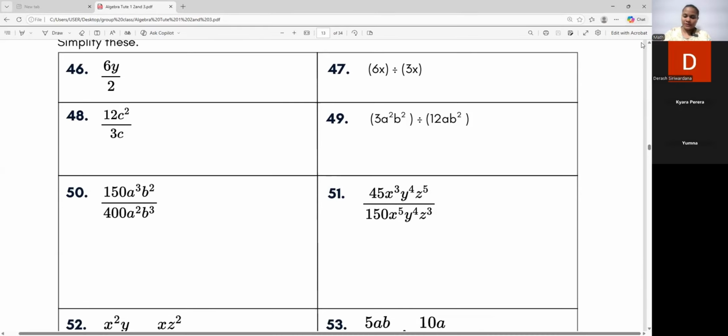I think we can complete up to 51. Everything, 46 to 51. Do it quickly. The only thing you need to do is cancel off the common factors. Division and over, both are the same. 6x divided by 3x is the same as 6x over 3x.